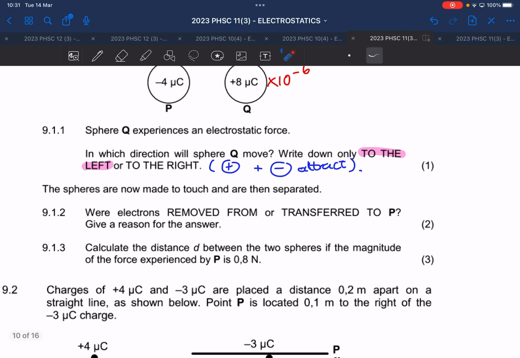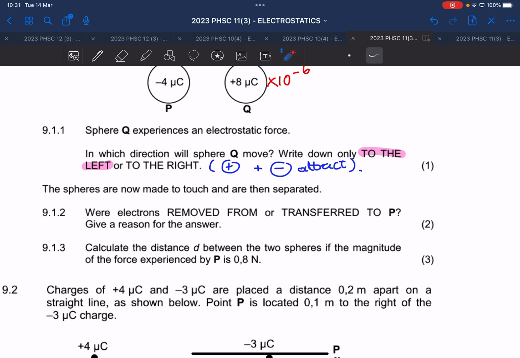All right. They say the spheres are now made to touch and then separated. So what happens when charges touch? Until they are equal. Alright, so they touch until they are equal.